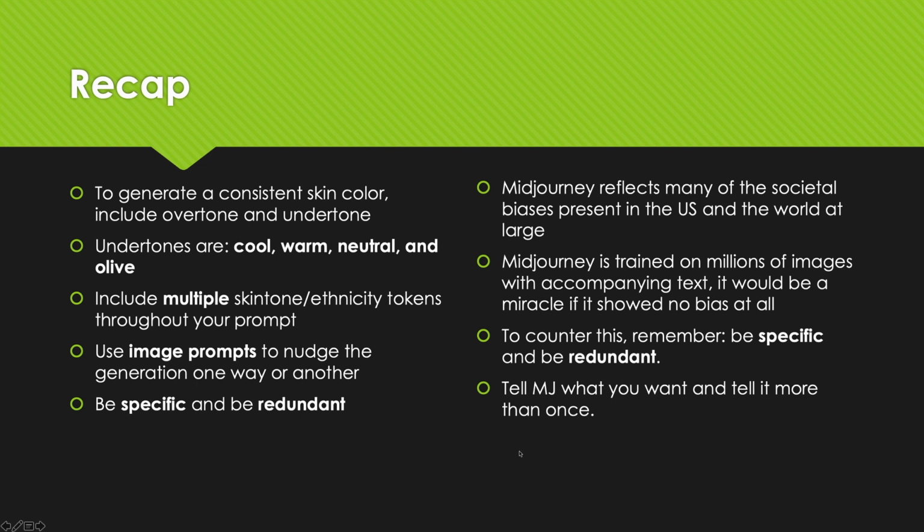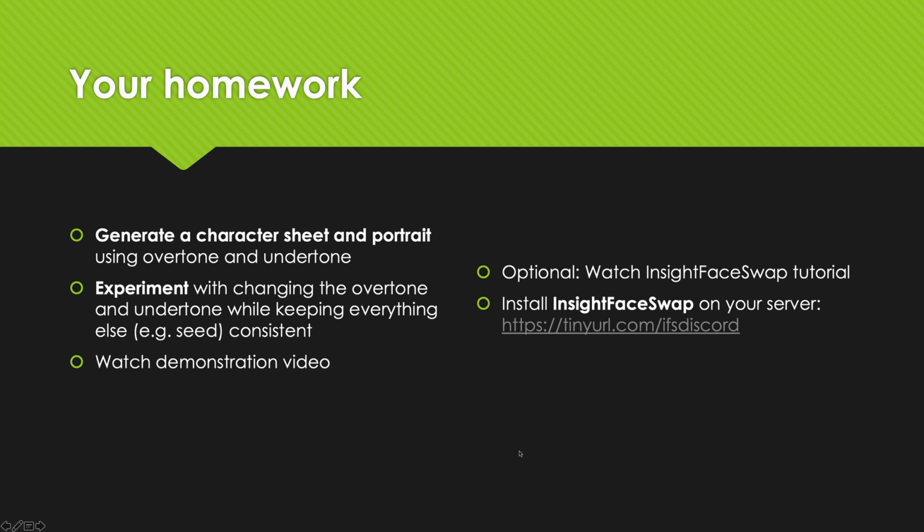So your homework is to generate a character sheet and a portrait using the overtone and undertone for their skin. Experiment with changing the overtone and undertone while keeping everything else consistent, such as the seed, the stylization factor, everything else in the image. And also, you want to look at the Insight Face Swap to add something to this, and you can watch the demonstration video where I'll show you how you can get some images of your character. And, of course, you can install Insight Face Swap on your server.